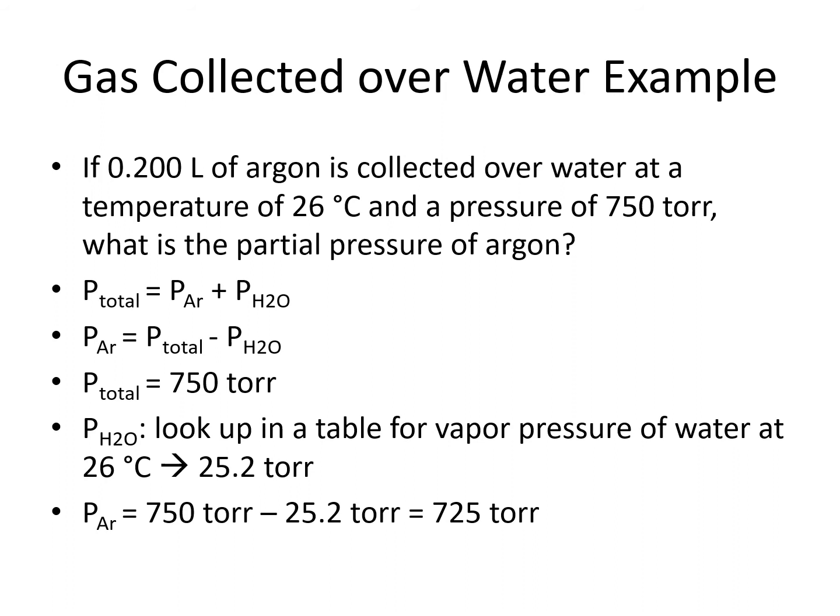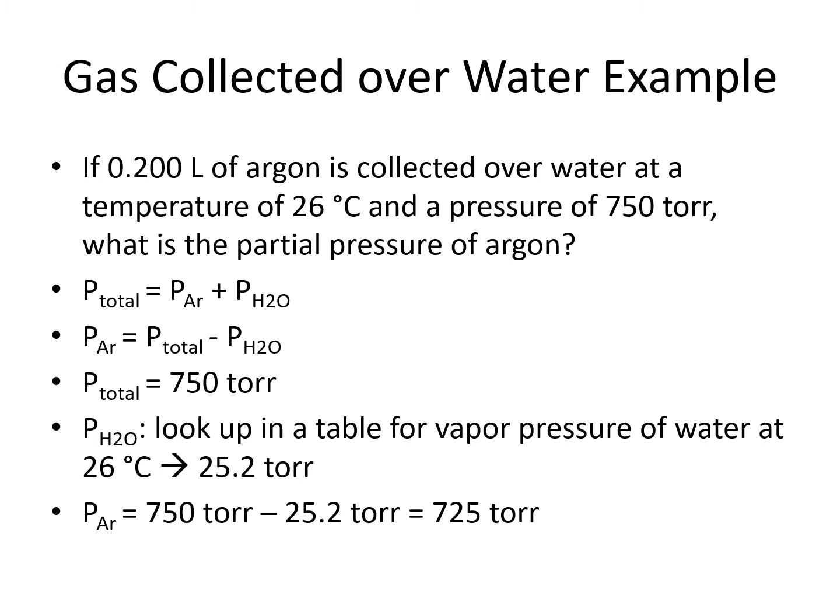Here's an example of some calculations that go along with collecting a gas over water. We have 0.200 liters of argon gas being collected over water at a temperature of 26 degrees Celsius and a pressure of 750 torr. We need to find the partial pressure of the argon that we're collecting. We know that the total pressure is going to equal the pressure of the argon plus the vapor pressure of water. We could rearrange that to solve for the pressure of the argon.